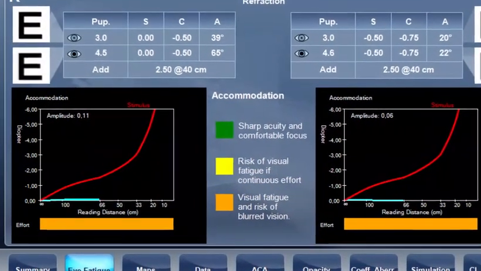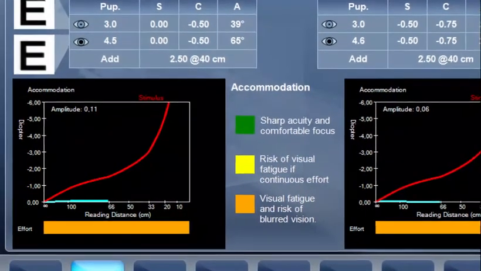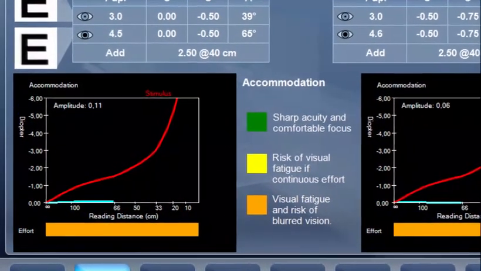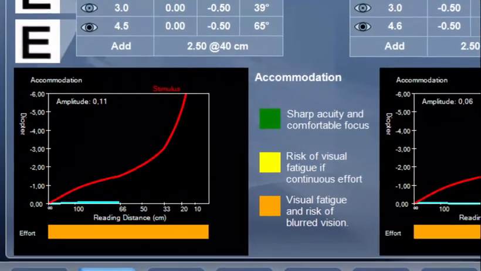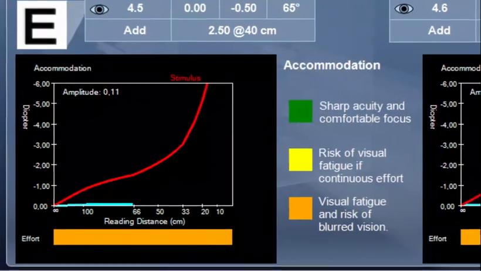Please remember this test is subjective and requires the patient's collaboration. This case could also represent a misunderstanding of the test by the patient who didn't or couldn't maintain the balloon as sharp as possible at any distance.